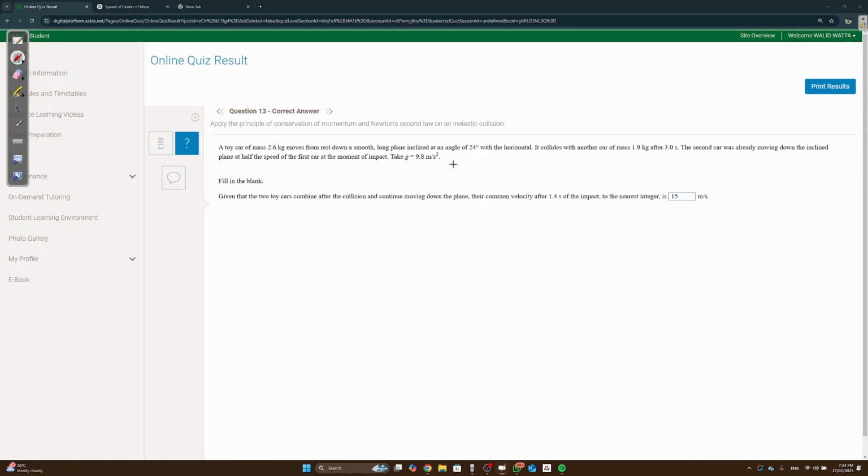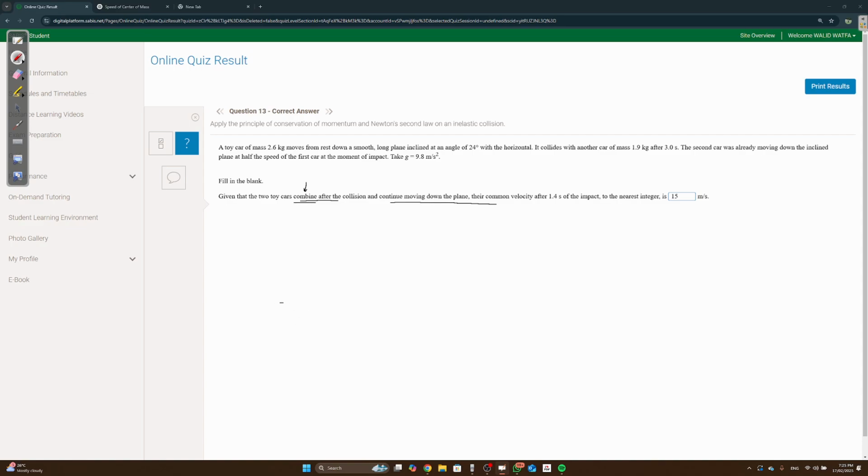Question 13, this is the one with angles, I think. A toy car of mass 2.6 kilos moves from rest down a smooth, long plane inclined at an angle of 24 degrees with the horizontal. It collides with another mass of 1.9 kilograms after 3 seconds. The second car was already moving down the inclined plane at half the speed of the first car at the moment of impact. Given that the two cars combine after the collision and continue moving down the plane, their common velocity after 1.4 seconds of the impact is what?